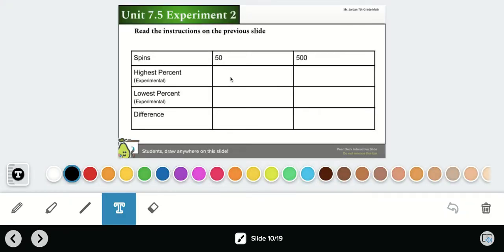So then I'm going to go here, and the highest is 26%, and the lowest is 12%. The difference of that is going to be 14%.